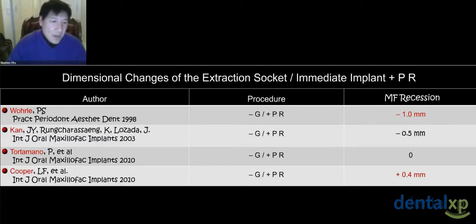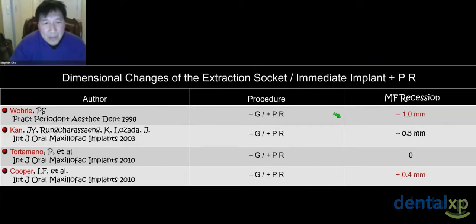Well, some researchers have also reported on dimensional changes of the extraction socket with the immediate implant and a provisional restoration. Again, these were some of the authors. What they actually did is that all these authors did not place a bone graft, they just placed the provisional restoration. And they reported again on midfacial recession or vertical changes. And they found the following.